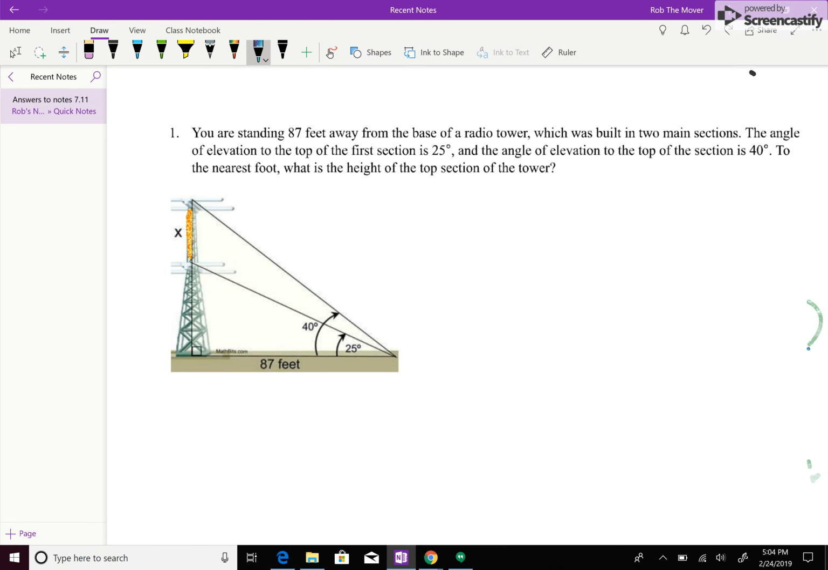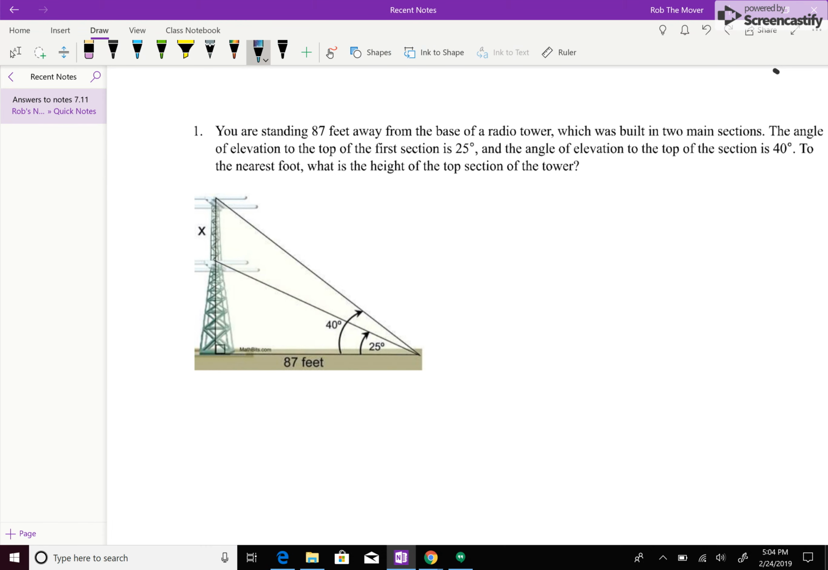I see an application here. I'm learning as we go. You'll kind of see how I learn technology here. You've got to play around with things, right? And I'm going to show you there's a right triangle right here. Oh, look at that, ink to shape.